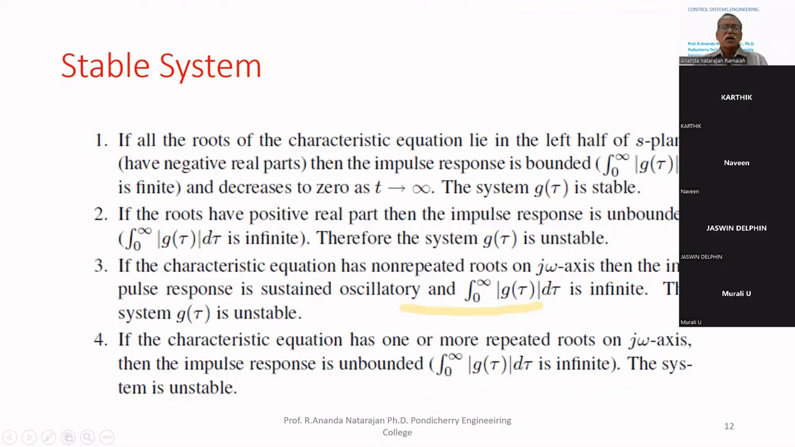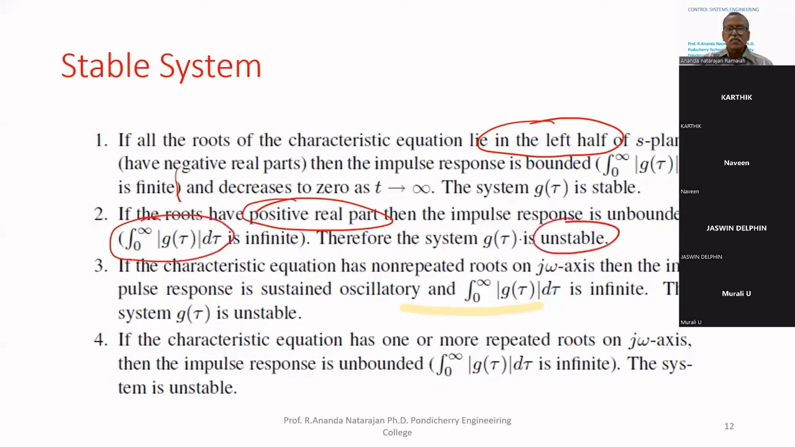If the roots are in the left half of the S plane, the integral from 0 to infinity of g of tau d tau will have a finite value. The system response will come to 0. The system is stable. The roots of the characteristic equation lie in the left half of the S plane, then it is a stable system. If the roots have a positive real part, that is the right hand side, the integral of g of tau d tau is infinite. Unstable.